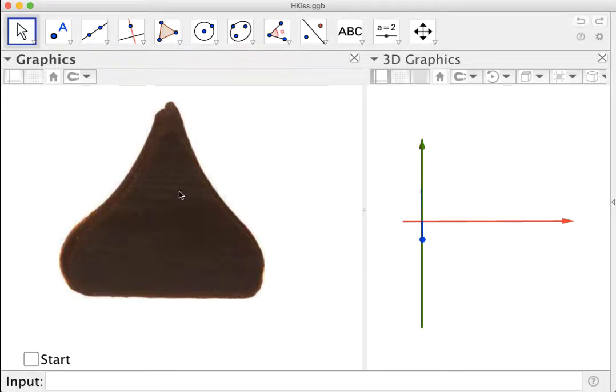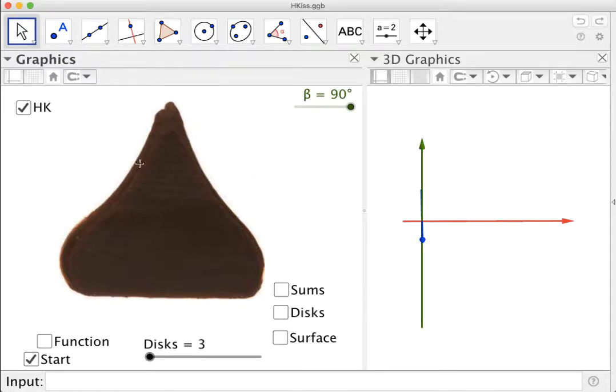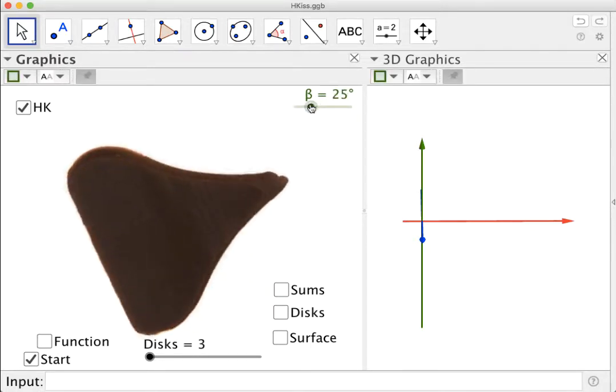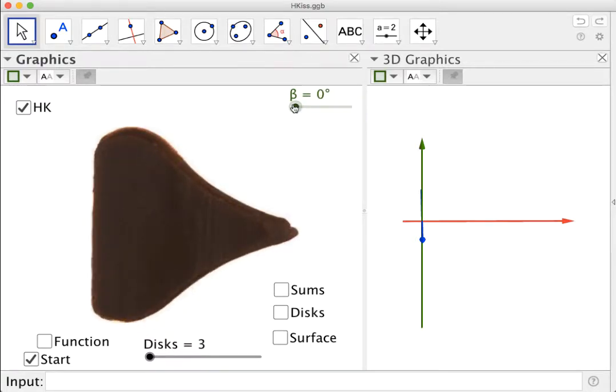Suppose we start with a Hershey's Kiss, which is shown here, larger than life size. And we think about this as a solid, and we want to figure out what is the volume of this thing. Well, we can actually do that with a couple calculations. So first of all, let's take our Hershey's Kiss and rotate it so that it looks like that.